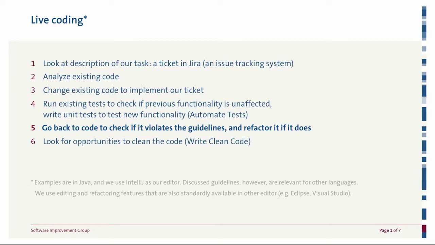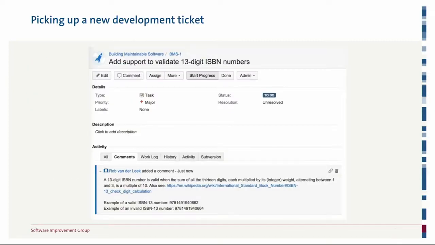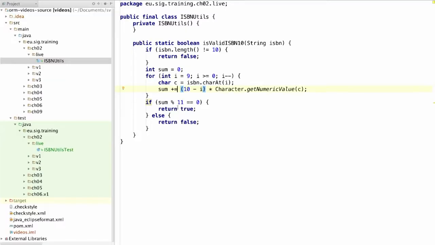So what is going to be our task in this live coding example? In this case, it's going to be adding support to validate 13-digit ISBN numbers. So we're going to start with an example where there is already some code for 10-digit ISBN numbers, and our task is to extend this functionality with the ability to also validate 13-digit ISBN numbers. So now that we know what we need to do, let's go to the code and do the actual work.